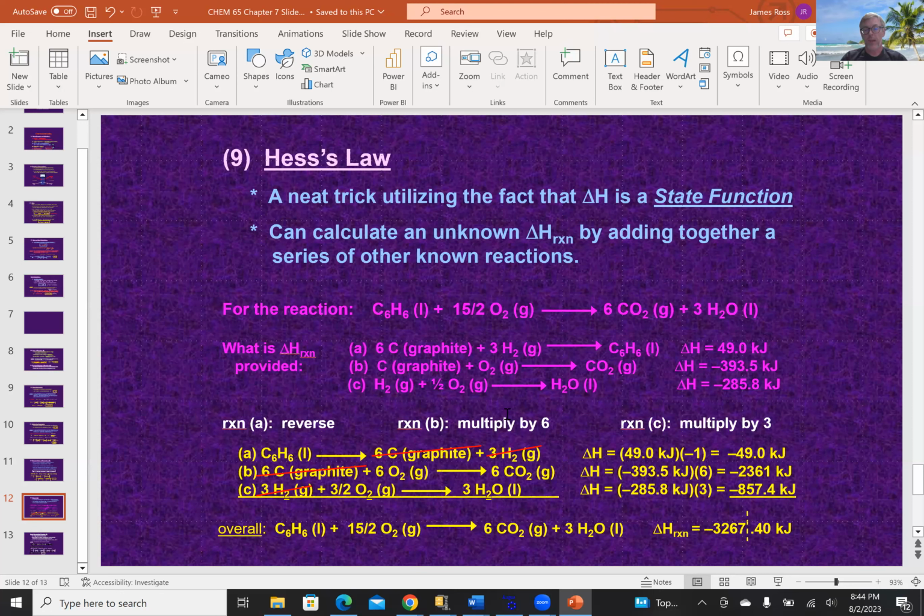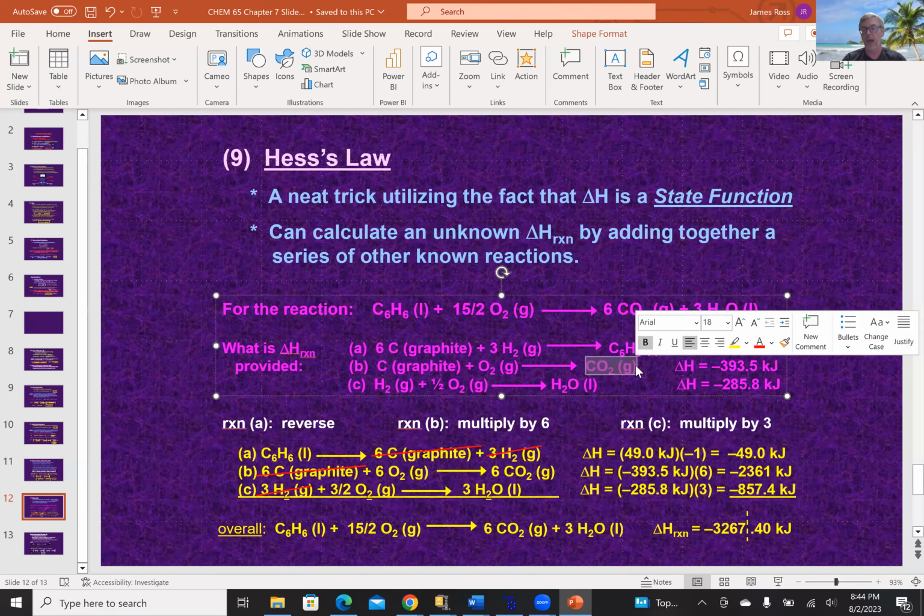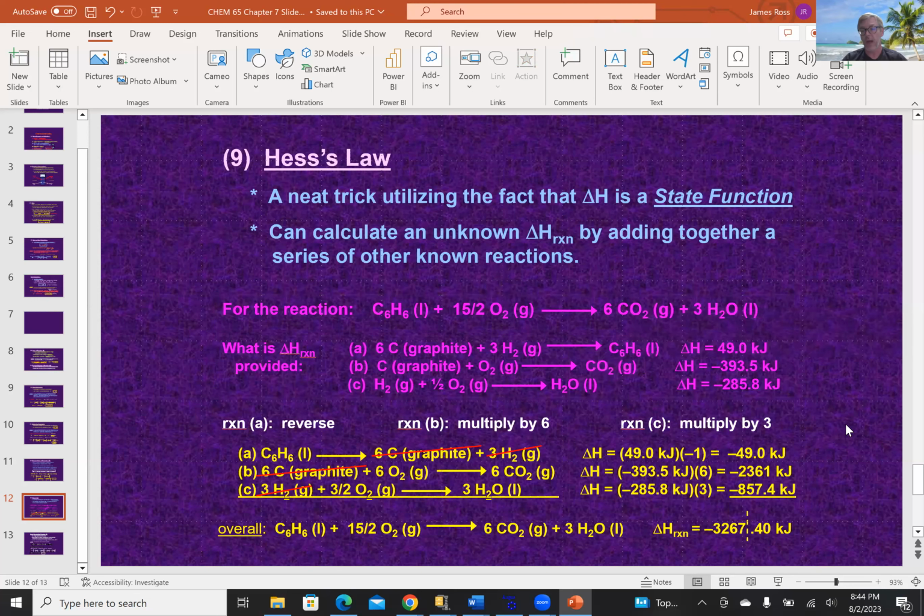Why do we multiply B by 6? Well, if you look at B originally, as a product, B is my only source of CO2 gas. I want CO2 gas in my final reaction, but I want 6 lots of CO2. I'm only given 1 lot of CO2, so I need to multiply the whole equation by 6.